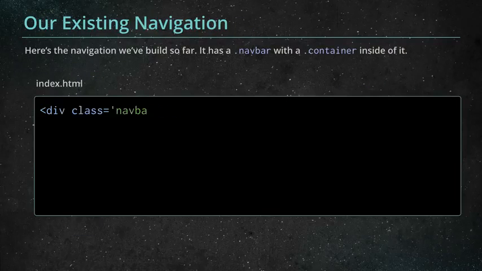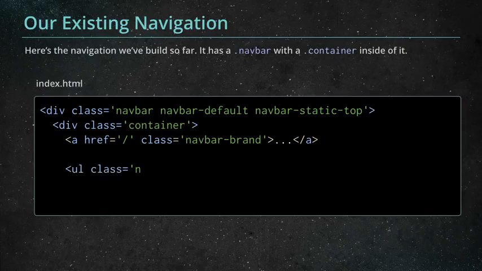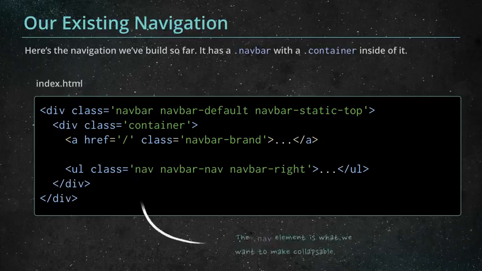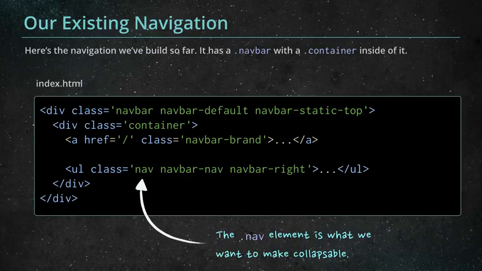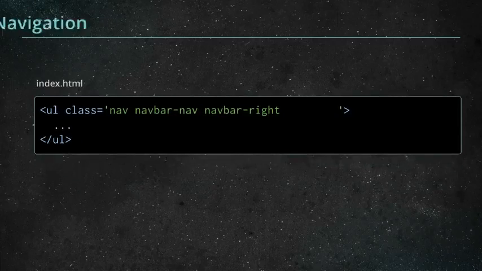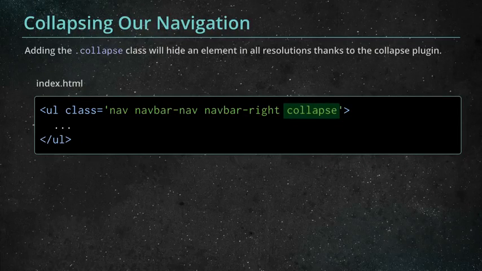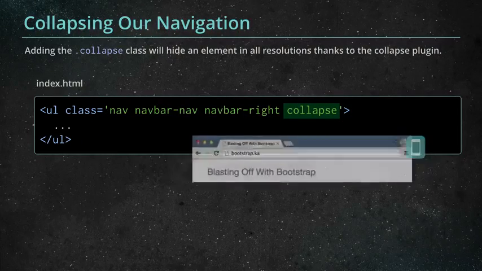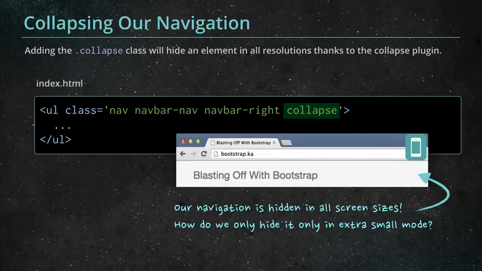Here's a recap of our navigation so far. This UL element contains our links. We want to be able to switch between seeing a list of those links or seeing an icon of some kind. To start things off, we can add a class of collapse to our UL element. This will completely hide our navigation for all screen sizes.